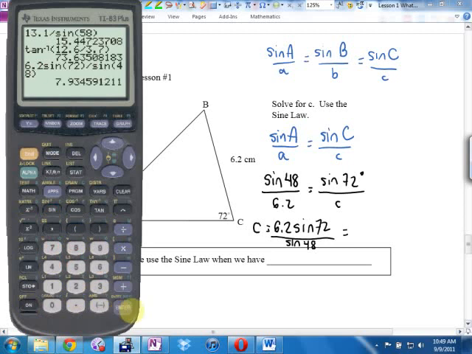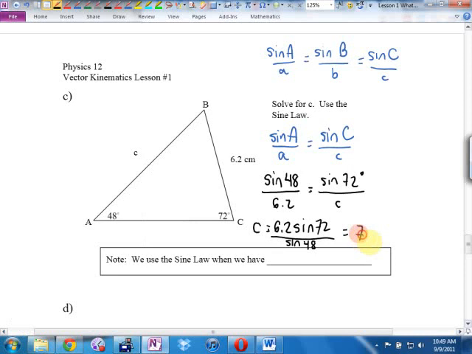Is it 7.93? Yep. 7.93. Units? Centimeters. We use the sine law when we have a pair. You understand what I meant by that little pair trick? Works great. We are going to use the sine law this year in unit 4. It'll save you. There's another way to do those questions using components, but using the sine law turns an 8-line question into one equation, cross multiply, and you're done.